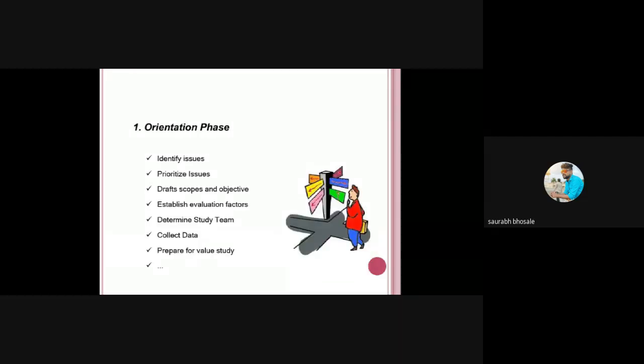Okay, so first is the orientation phase. In the orientation phase we have to select the component, define the scope and objectives, then apply different evaluation factors for the evaluation criteria. Then we have to develop the team, then collect data, and prepare the value study report.